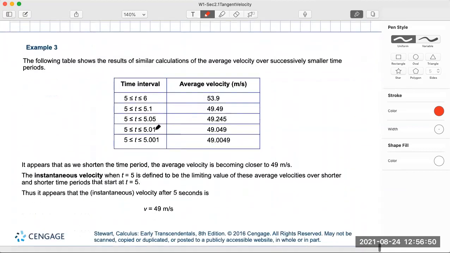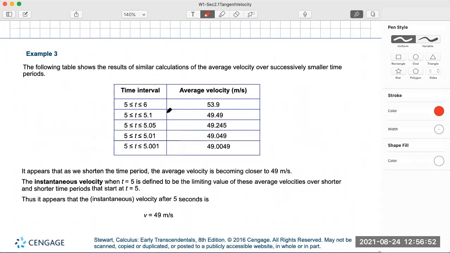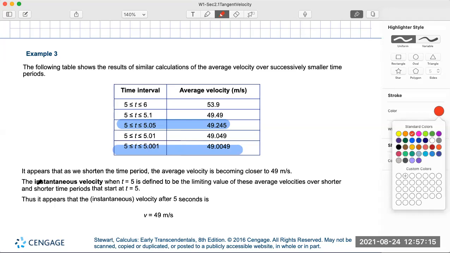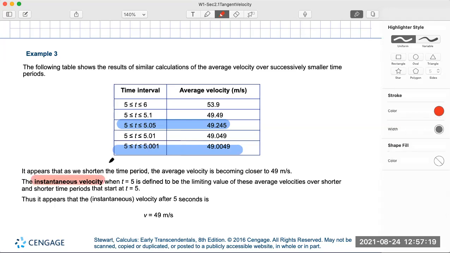And here, this table shows the different values when we pick different time intervals. When t is from 5 to 5.05, the velocity will be this number. And when the time is closer to t equal to 5, we call it the instantaneous velocity. Just a new concept. Okay, that's it.